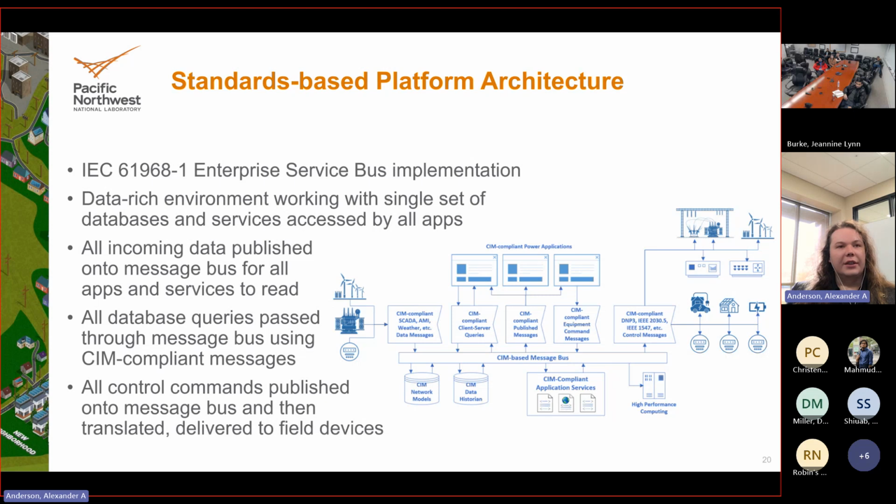All of the queries for information are passed through the message bus, and all outgoing control commands. So if I want to send a DNP3 message or an IEEE 2030.5 control message to DERs as an application, I publish that onto the message bus, and then the correct device protocol converter will get it out to the field.